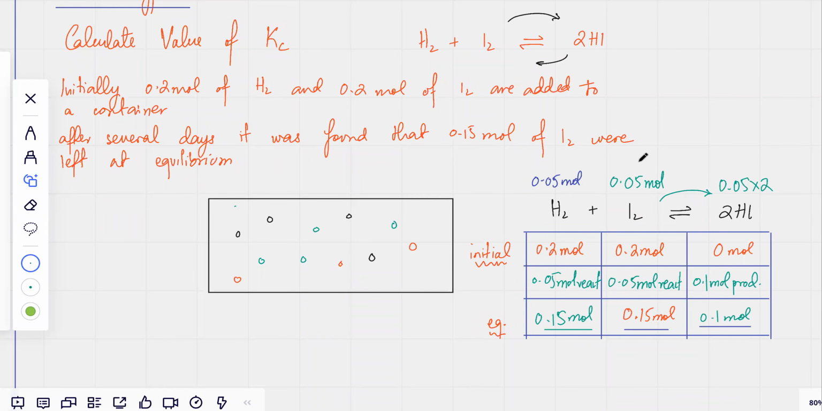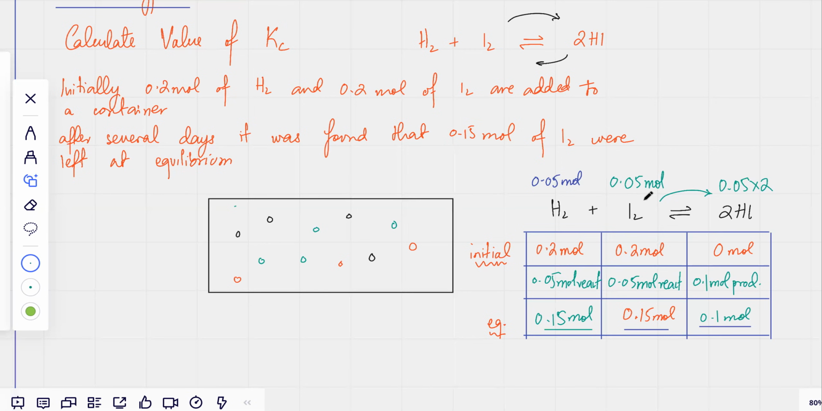The red is the only information that was provided to you in the question, right? You figured out all the other information yourself. So we knew that we added 0.2 moles into this container, and 0.15 moles were still present at equilibrium. That means there's only 0.05 moles that's missing. Where did that 0.05 moles go? They took part in the reaction and they turned into HI, right? Is this part clear? Yes.